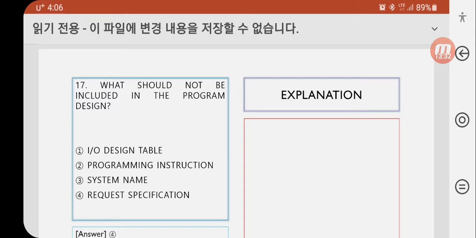Which of the following examples should not be included in the program design? Number one, input-output design table. Number two, programming instruction. Number three, system name. Number four, request specifications. Correct answer is number four.